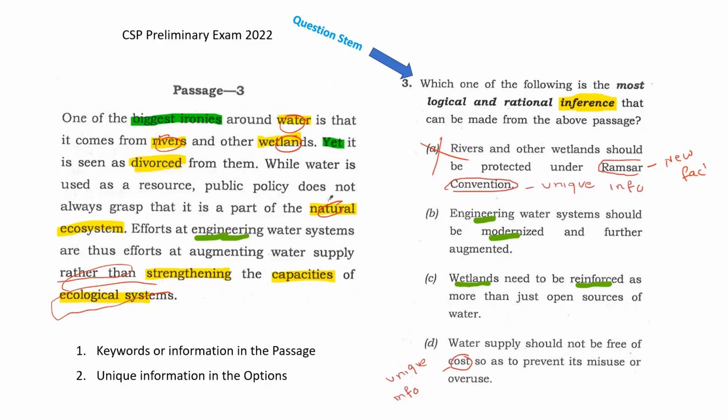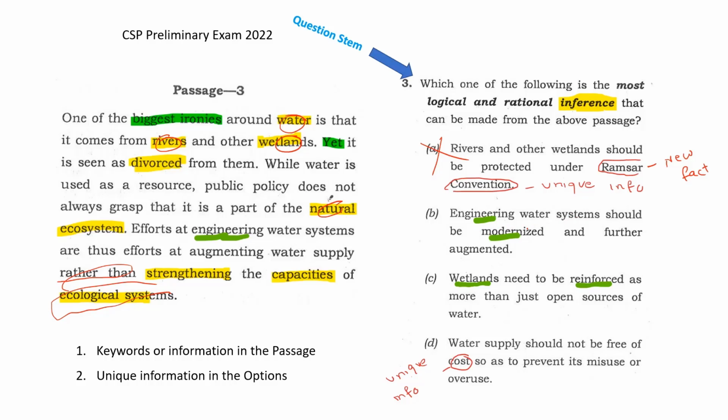Please remember, every option has some unique information. Look at Ramsar Convention. It is present only in option A, not in other options. So if you see unique information, ask yourself, is this information supported by the passage? If supported, the option remains, otherwise it is eliminated.